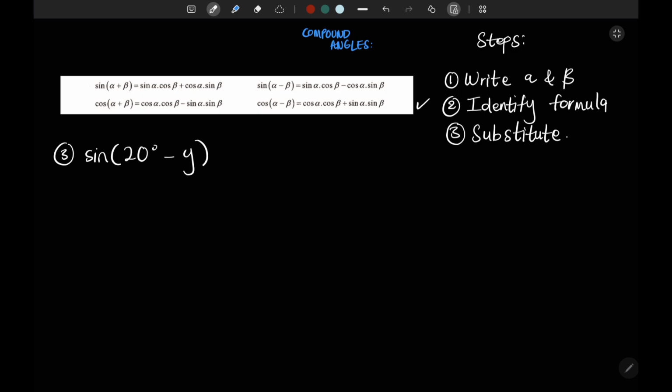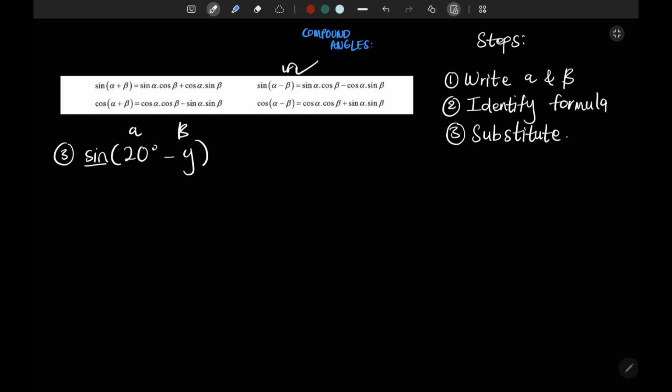Now let's try the third example. Let's try sine 20 degrees minus y. What is the first step? Write alpha and beta. There is your alpha and there is your beta. Step 2, identify the formula. This is basically sine A minus B. Where is sine A minus B? There is sine A minus B.